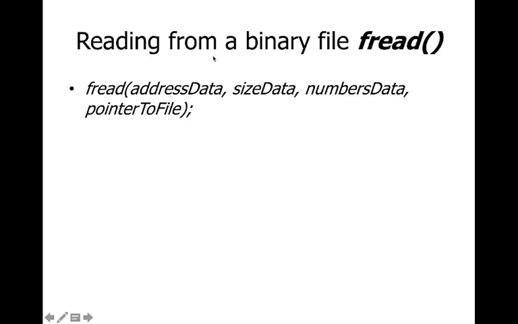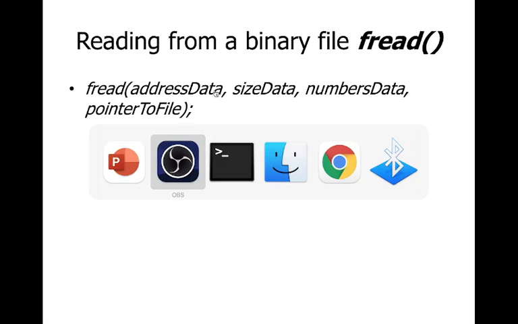Similarly, we have the fread function to read a binary file. For fread, the same four things: address of data, size of data, number of data items, and pointer to that file. The same four fields we have to use for the fread function also. Okay, so we will see an example.